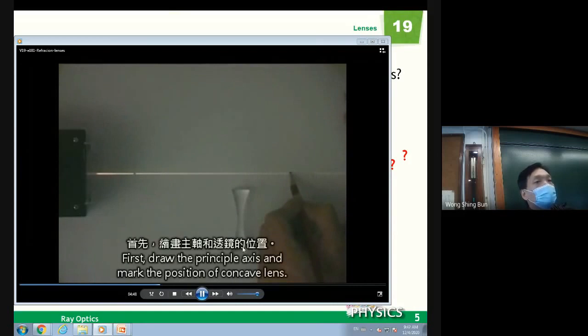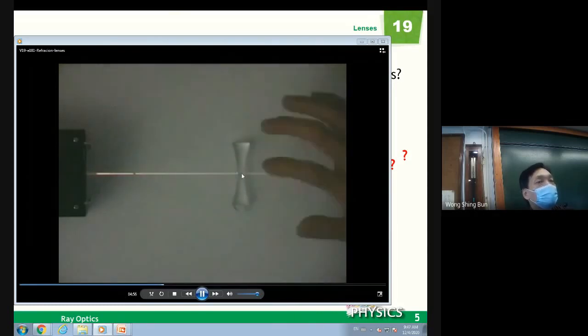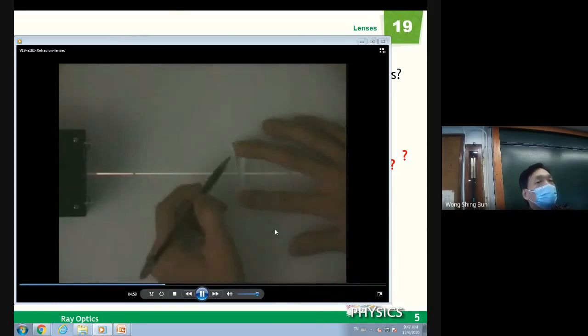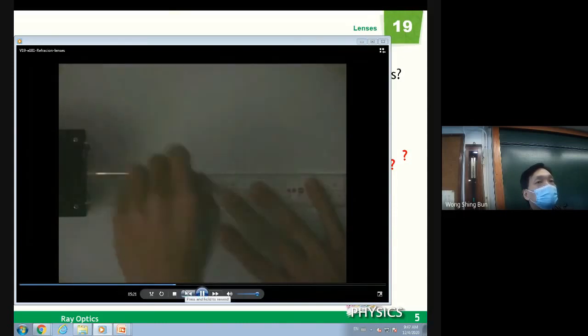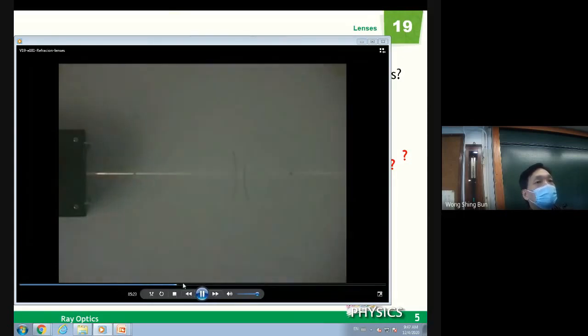Now, for the next one, concave lens. What should we do? Exactly the same. Draw the principal axis first and locate the center here of the concave lens. Okay, draw the principal axis, put it back.